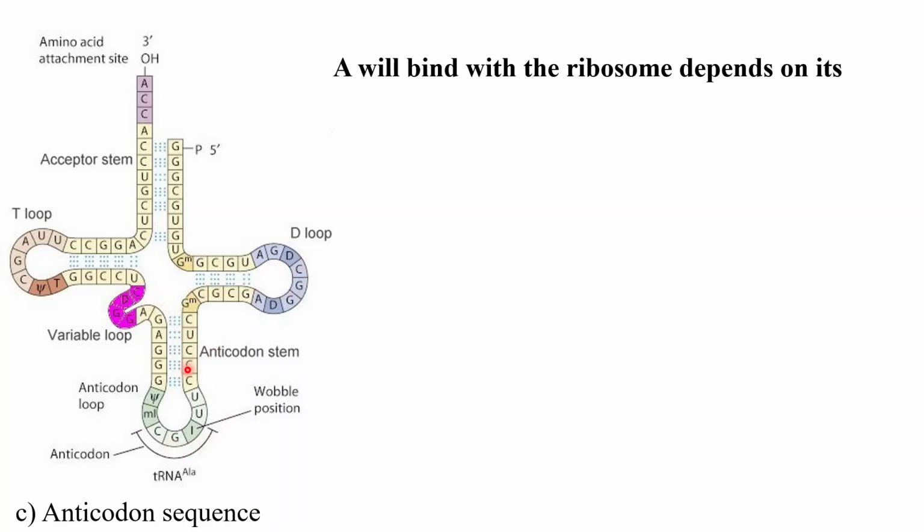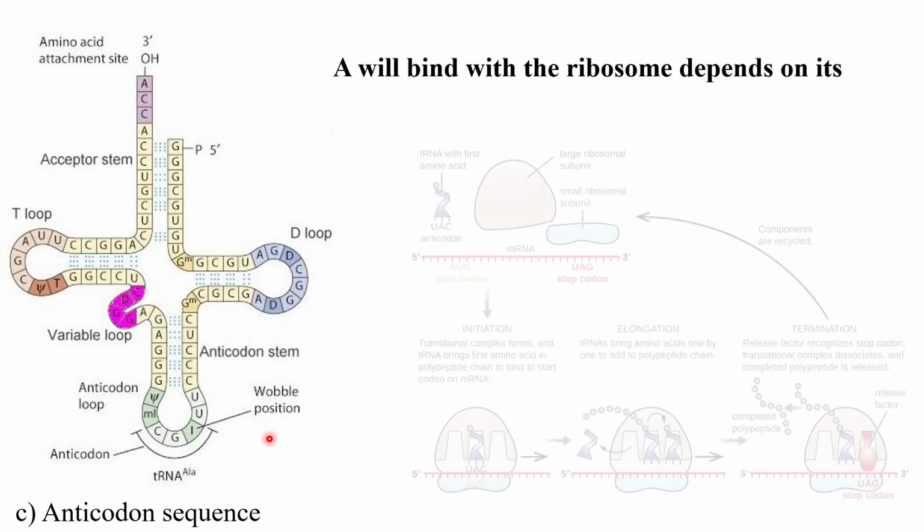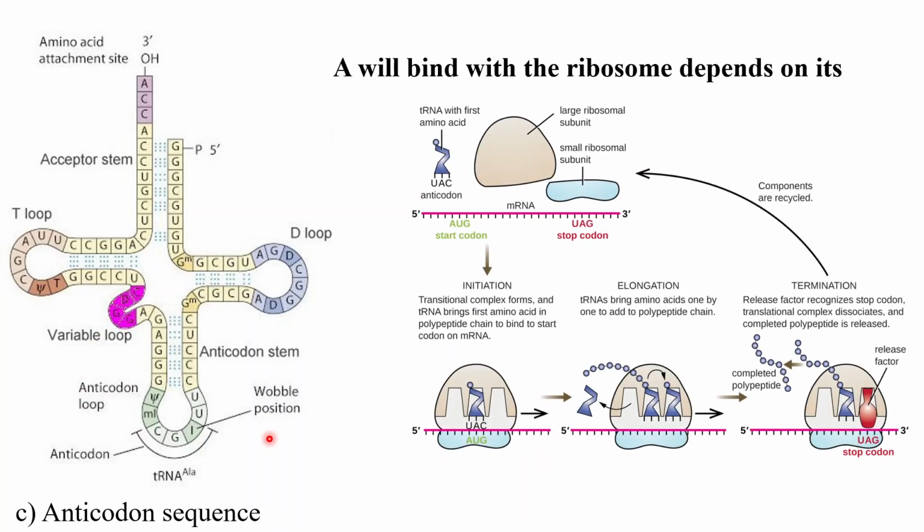This position is also known as the anticodon stem. So this is the anticodon loop, which has three particular bases together, known as the anticodon sequence, and this anticodon sequence matches the codon sequence of the amino acid attached here. This anticodon sequence matches with the particular codon of the mRNA, and then it will bind to the ribosome. So how does this protein synthesis happen?